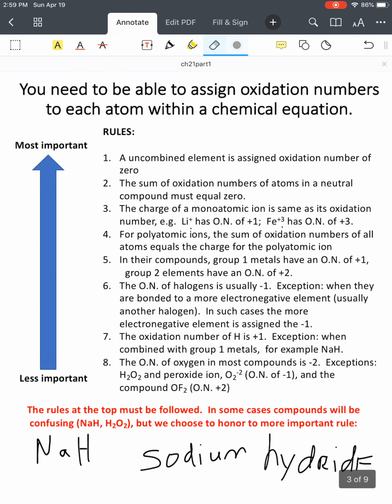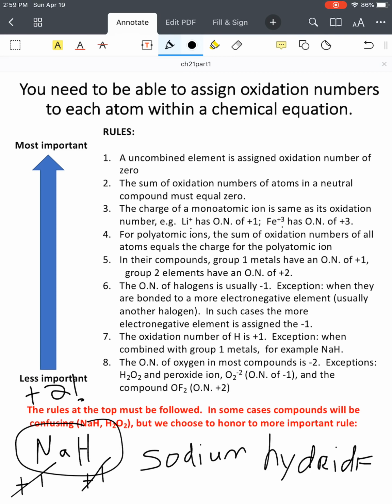Now, I could ask you to assign oxidation numbers for this compound. If I did so, what would you do? You might start off thinking, what? +1 and +1. But that can't be right, can it? Reason being is if you add those oxidation numbers together, you get +2. This is a neutral compound. It has no charge. So you'd be violating one of these really important rules, wouldn't you, if you did that? So this +1 +1, it cannot possibly be right. So what do we do?